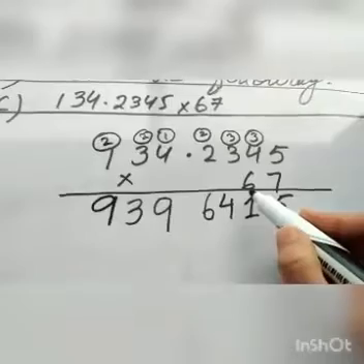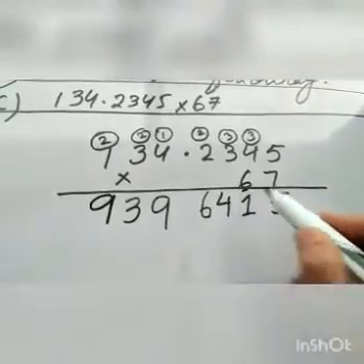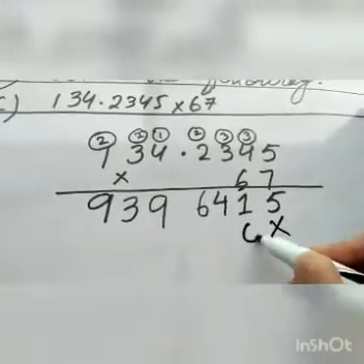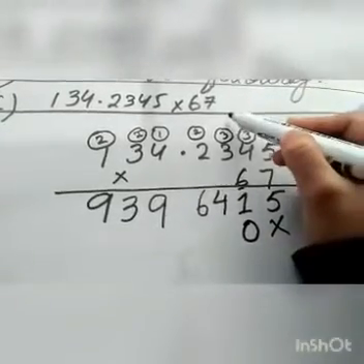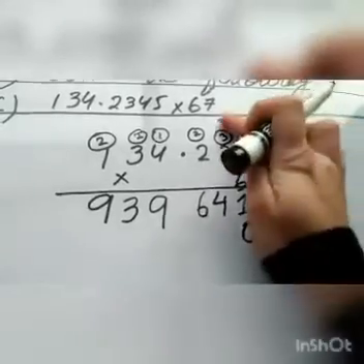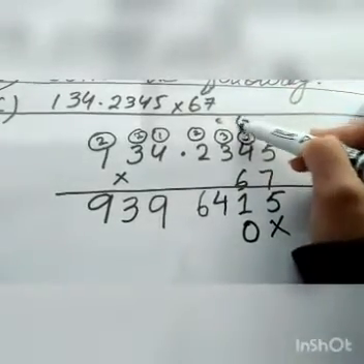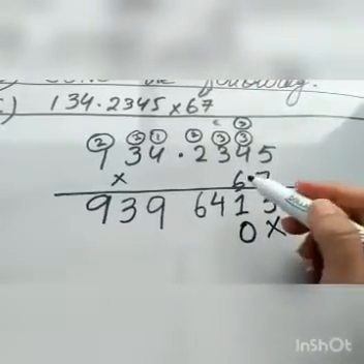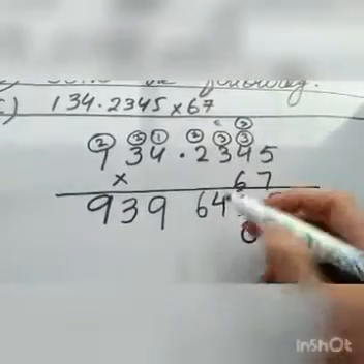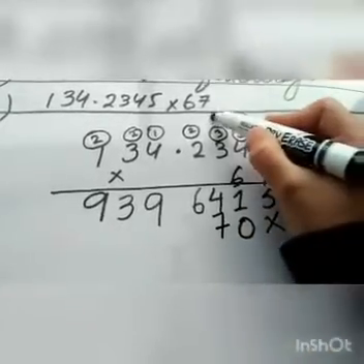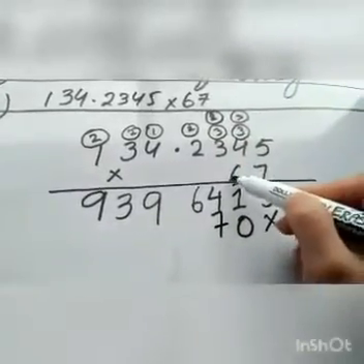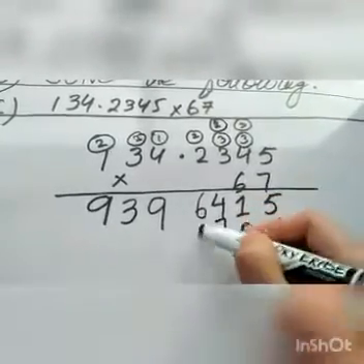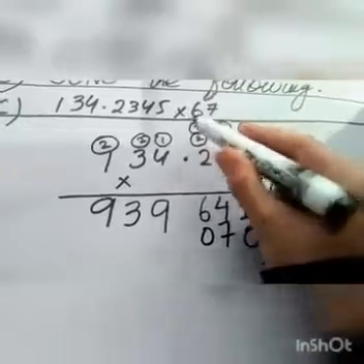The second digit from 67 is 6. 6 5 times is equal to 30. We have to write 0 under the tens column and 3 carry over the next. 6 4 times is equal to 24. 24 plus 3 is equal to 27. 2 carry over the next. 6 3 times is equal to 18. 18 plus 2 is equal to 20. 2 carry over the next.